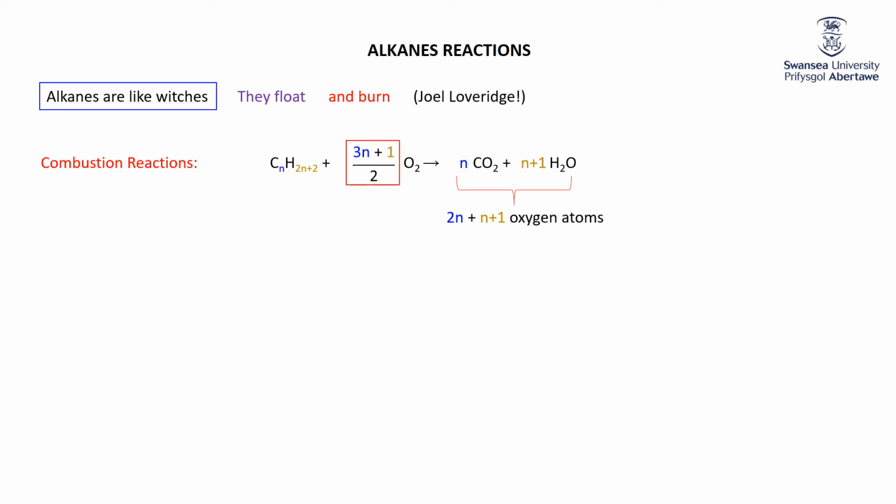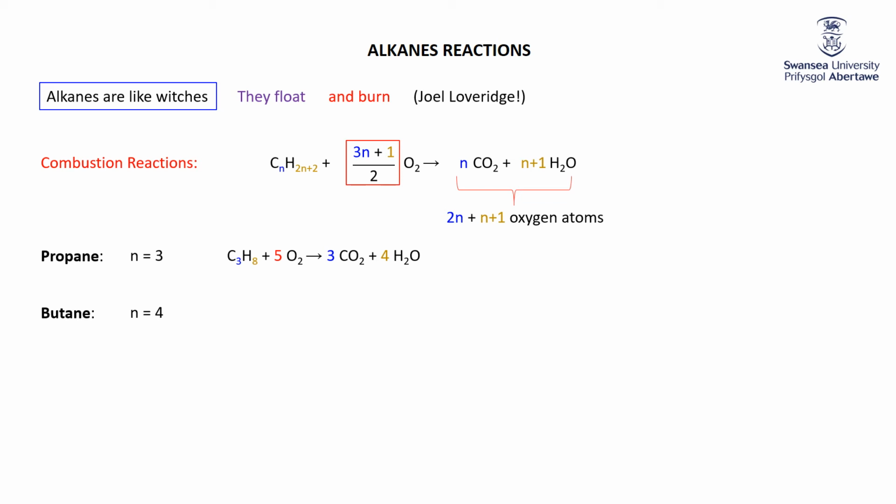Not really worth memorizing that. I've seen some people who tell their students to memorize it. Often enough, it's just easy enough to balance it. But just to quickly apply it, propane, n is 3. So therefore, you're going to get 3 CO2s, n+1 or 4 H2Os, and (3n+1)/2: well, 3 times 3 is 9, plus 1 is 10, over 2 is 5.